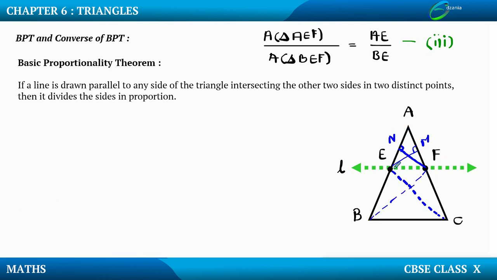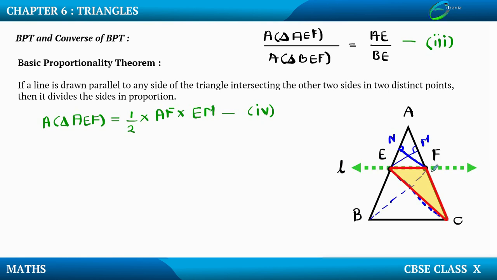Further, again I'm taking triangle AEF. Area of triangle, as we know, is half into base into height. Now this time I'm taking the base as AF, so EM will be the height. So we have half into base AF into height EM. Let me name this as result 4.